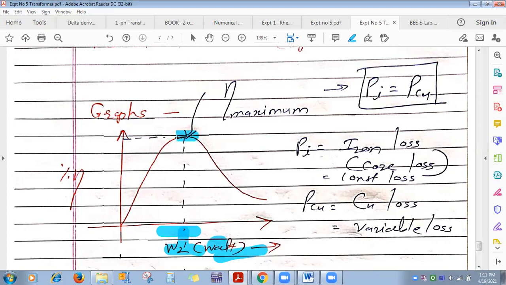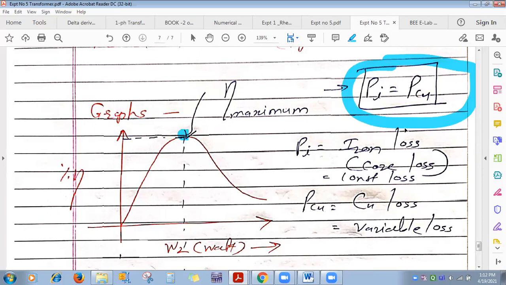So the derivative of efficiency with respect to I2 at the maximum efficiency point is 0. The rate of change of efficiency with respect to I2 at this maximum efficiency point is 0. Then put in the value of efficiency and simplify it. You will get iron loss is equal to copper loss. Only keep this condition in your mind: at maximum efficiency, both the losses are equal. Okay, so iron loss and copper loss are equal at the maximum efficiency point.